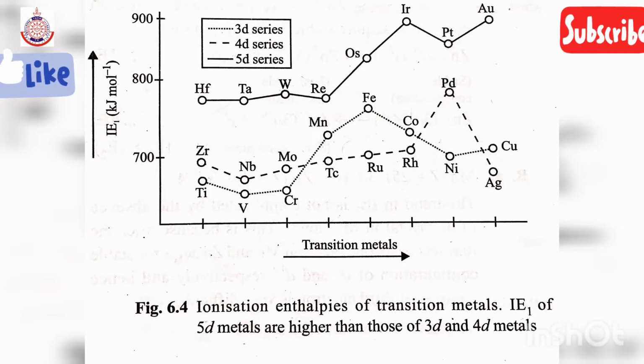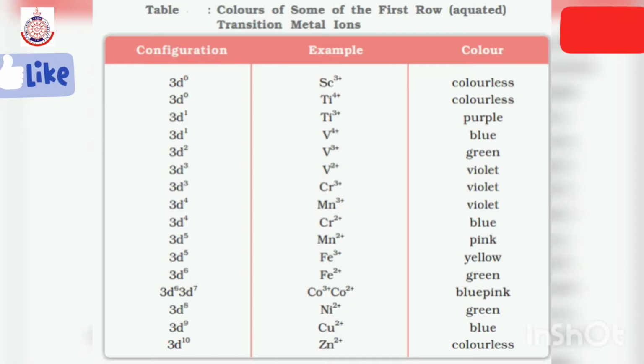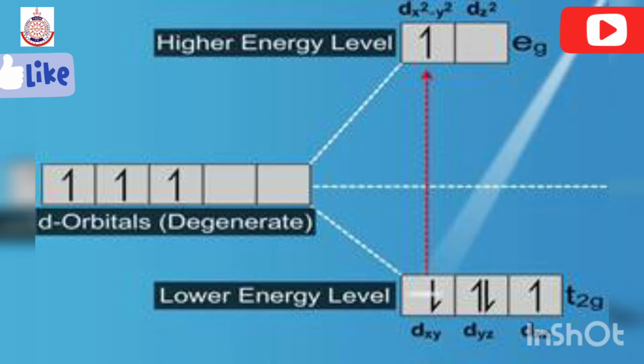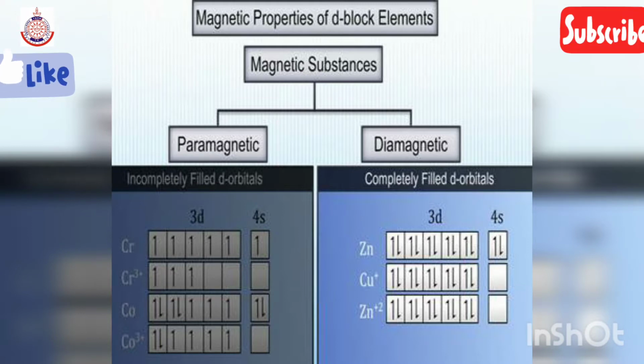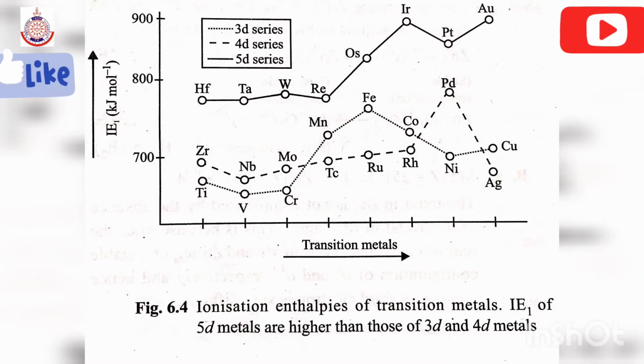Students, in our previous video we have studied some properties of the D block element. Now in this video we'll talk about some other important properties of the D block element like colored ions and magnetic properties, complex formation, ionization enthalpy, etc. So without any delay, let's get started.